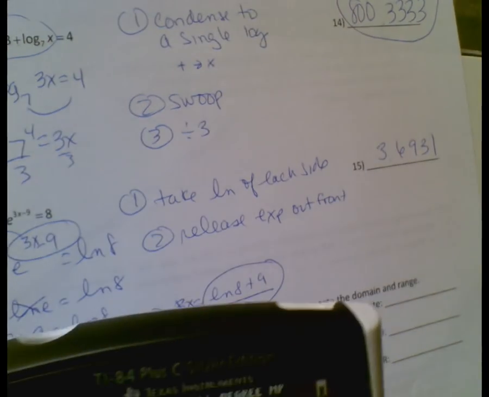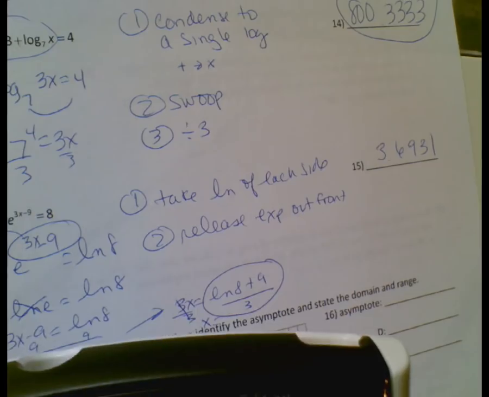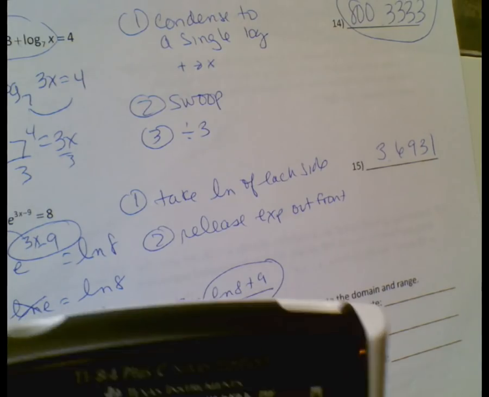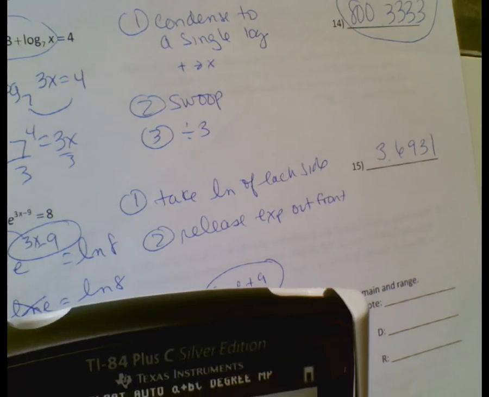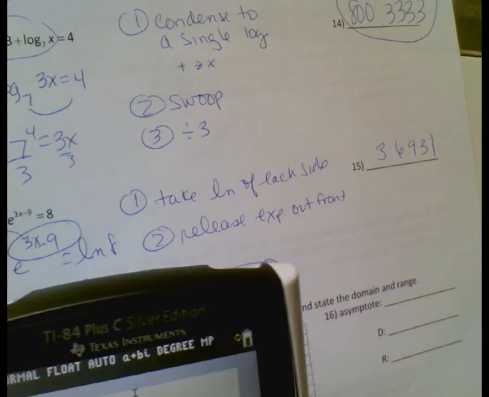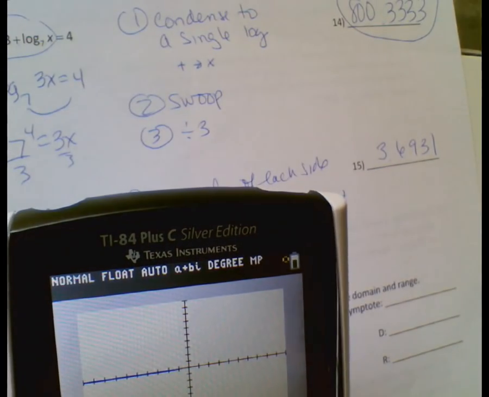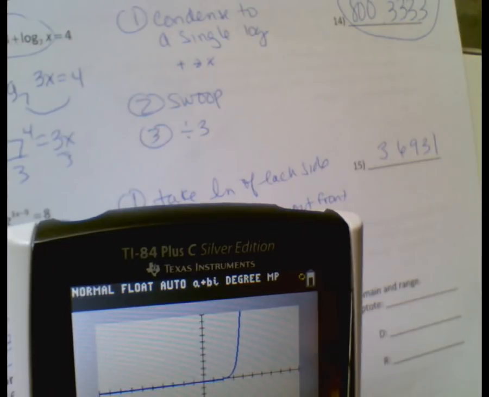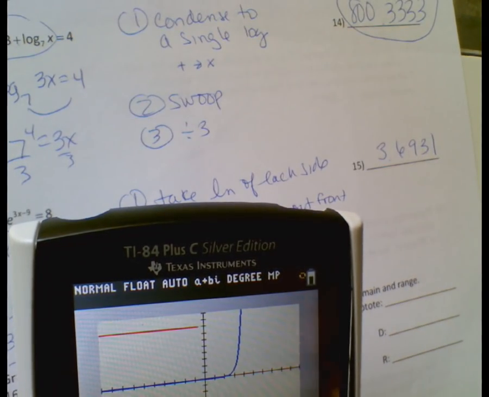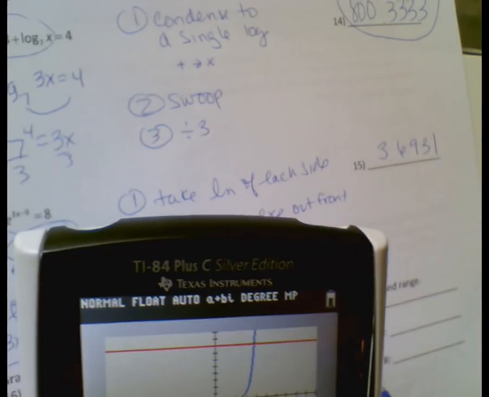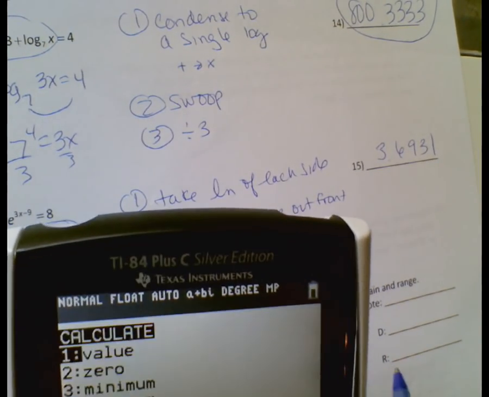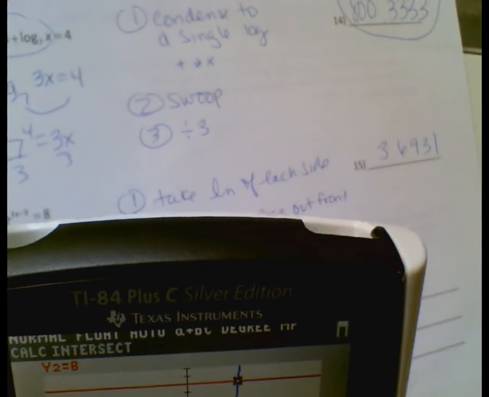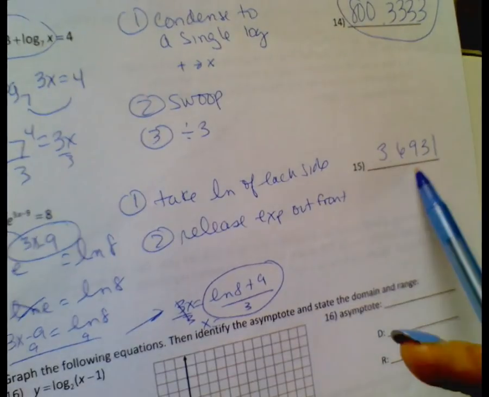So we had e raised to the 3x minus 9. Older calculators put parentheses because that's a big exponent. Newer calculators, you don't have to. And then there's an 8. Let's see what this looks like. Second trace intersect. 1, 2, 3 is 3.6931, which is what I just wrote down right here.